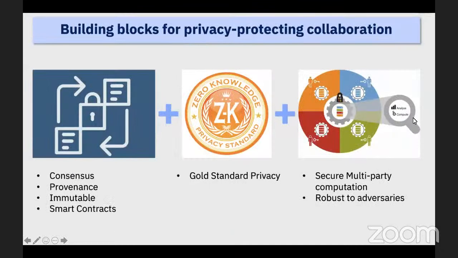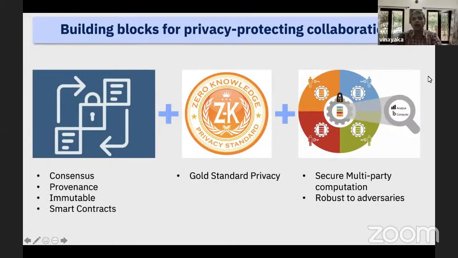Now, I don't want to keep too much suspense, so I will give you the answers at this point in time, and then we will see how we do it. So what are the building blocks here? We use blockchain. As I said, why? Because blockchain in any collaboration gives you all these nice properties: consensus, provenance, immutability, smart contracts, a distributed ledger.